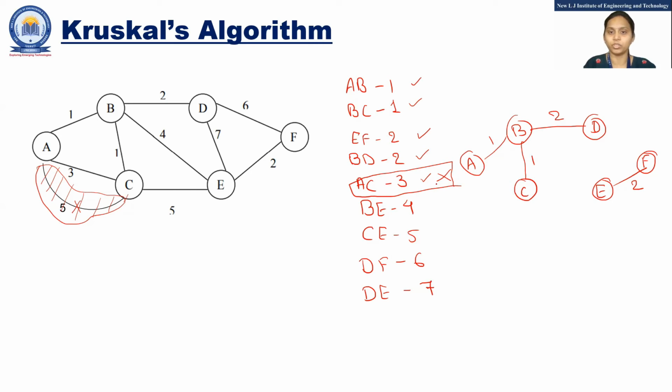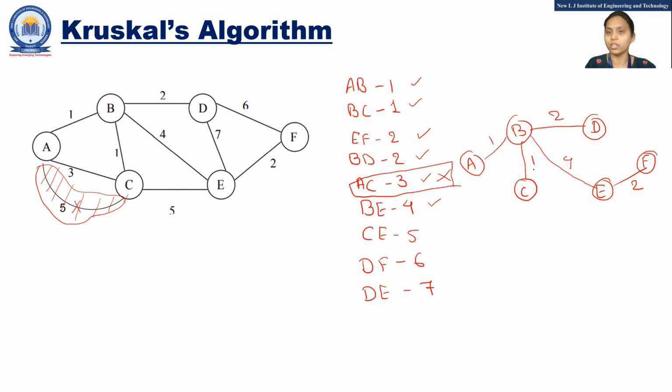Okay, so skip this. Now BE. Do you require to connect BE or not? Yes, you require to connect BE. Now all the nodes are connected. So this many edges are required to create my spanning tree, and this is the final result. Fine. How did you understand that this is the final result?